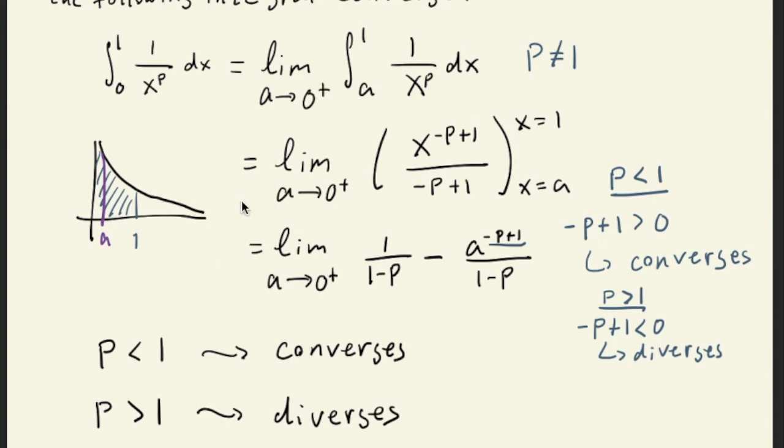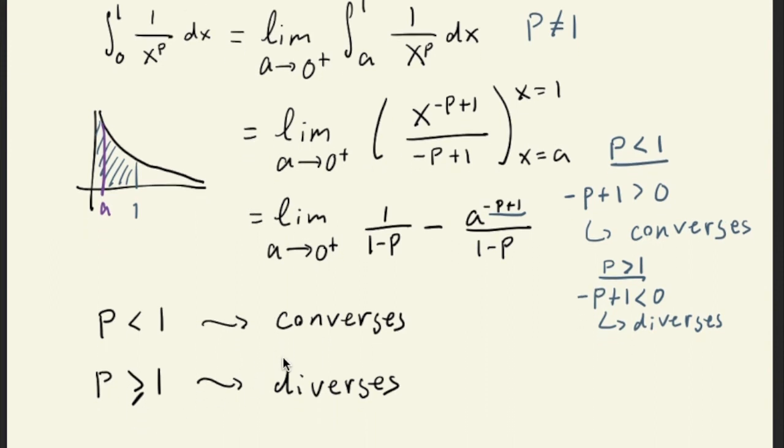The case when you have p equals 1, here you're going to get a log, right? The antiderivative of 1 over x is a log. And as a approaches 0, the log is going to go to infinity. So this is divergent as well when p is equal to 1. I'm not going to write it down, but it's because log of a as a approaches 0 is going to go to infinity. So p equals 1 also diverges.